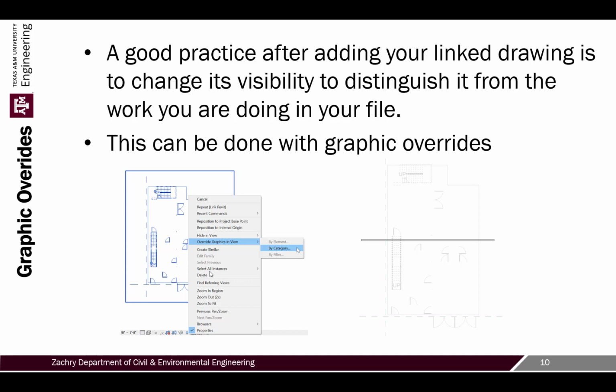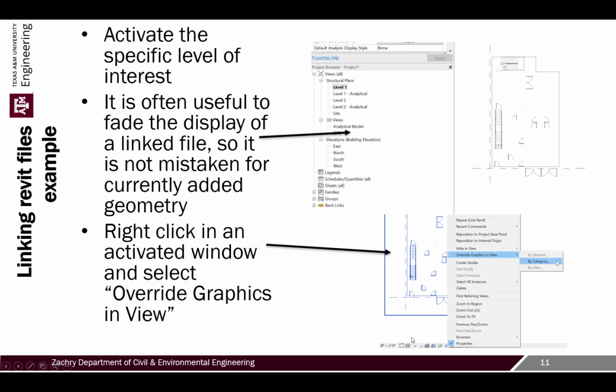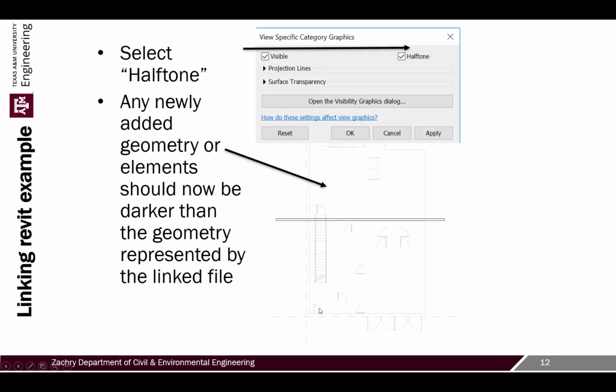Normally when you bring it in, though, you want to differentiate that from design stuff that you're doing in your own. So you'll normally do a graphic override, and any of the imported stuff you'll bring in with a halftone look. So it kind of grays it out as far as the design goes. And that's not very hard to do. You select the link, right click, override graphics in view by category, and then you can go ahead and set it to halftone. So it's not that bad.